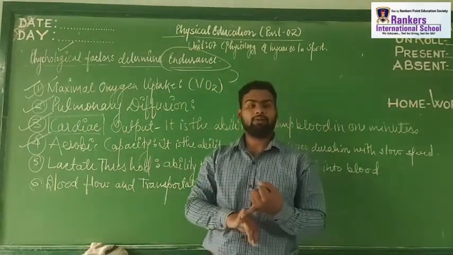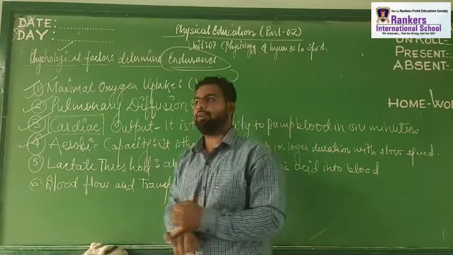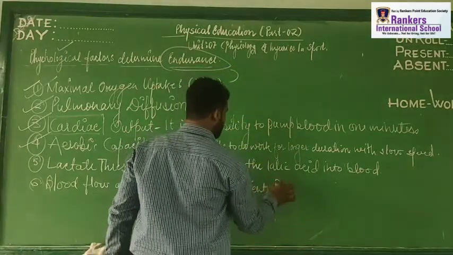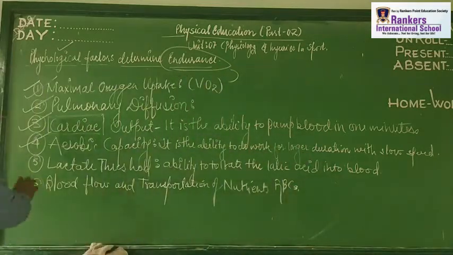Our body requires a good amount of plasma and a good amount of RBCs, that is, red blood cells. So these things are very important. So lactic threshold, you understand what the blood flow is. While doing this exercise, blood flow is a very important factor.